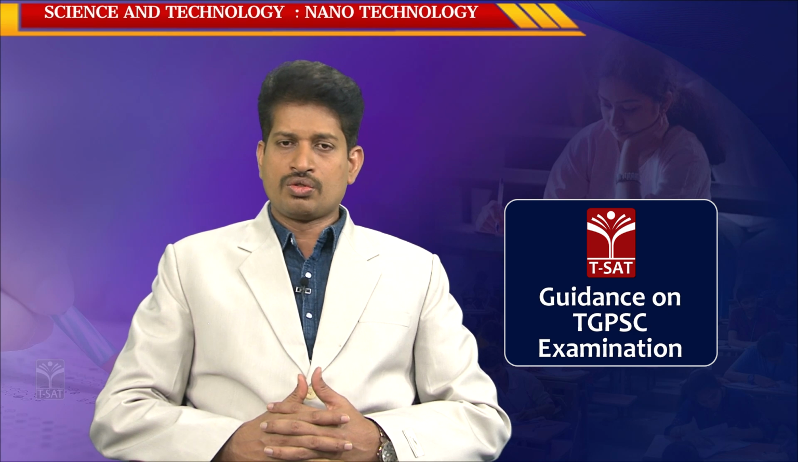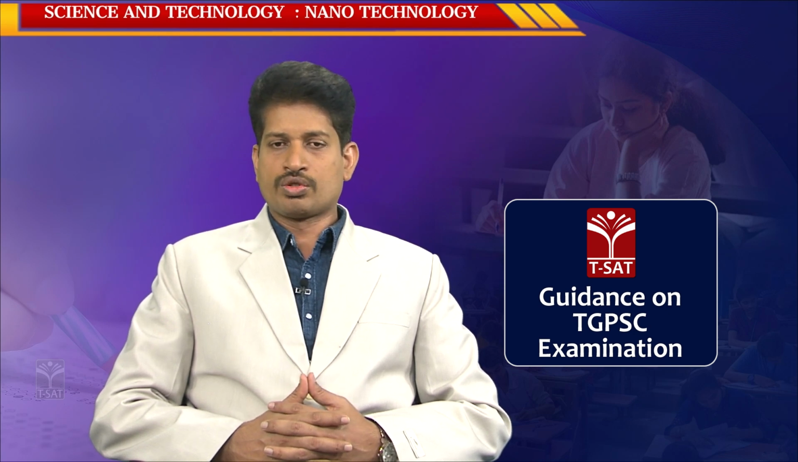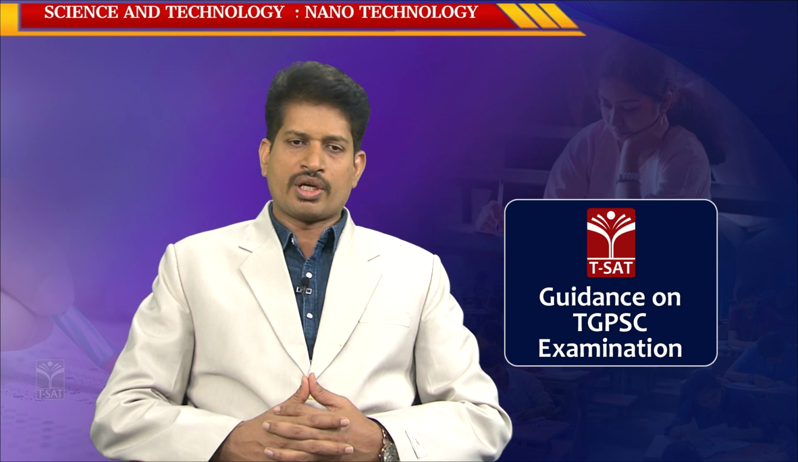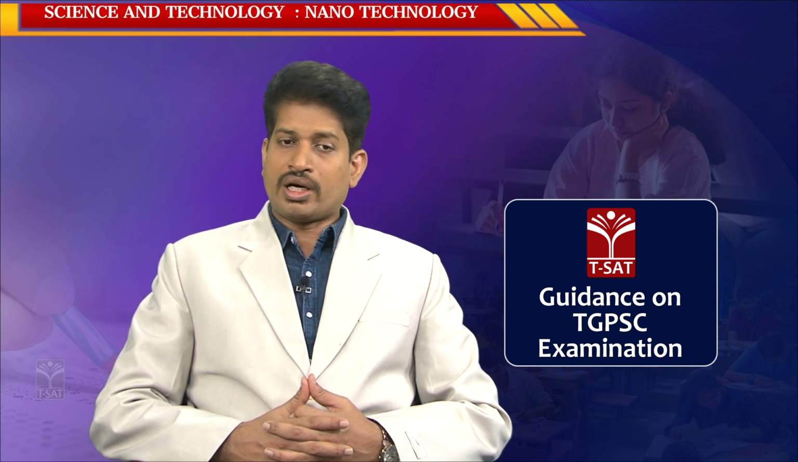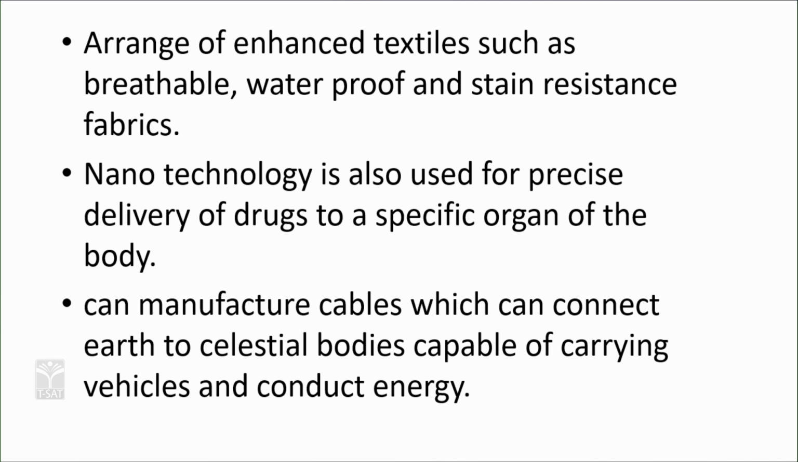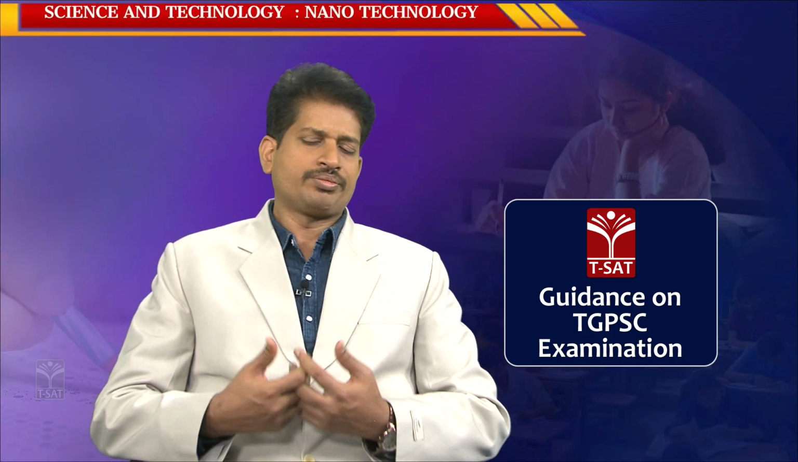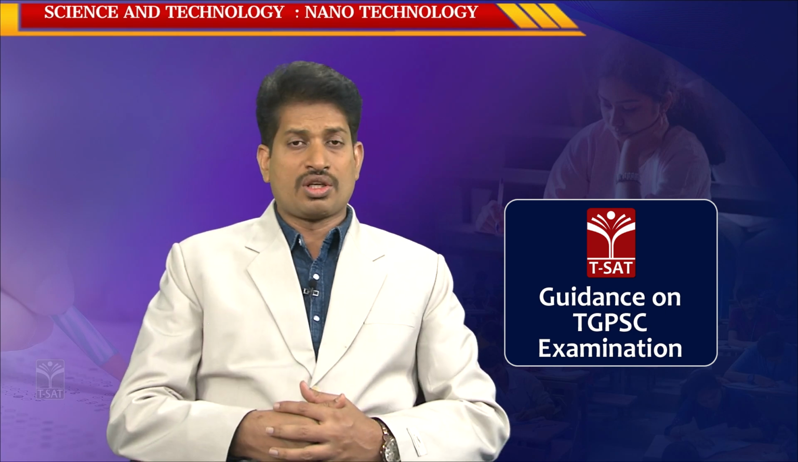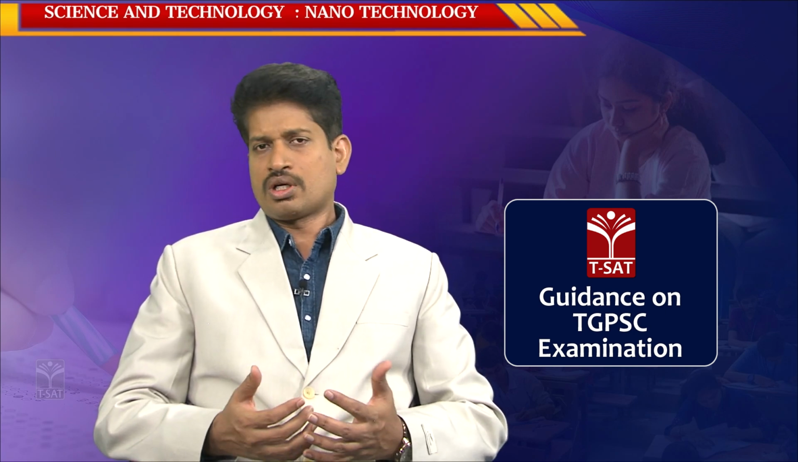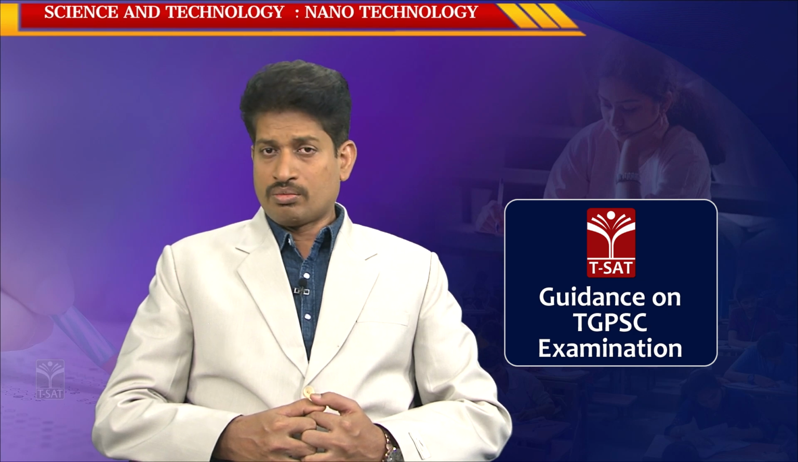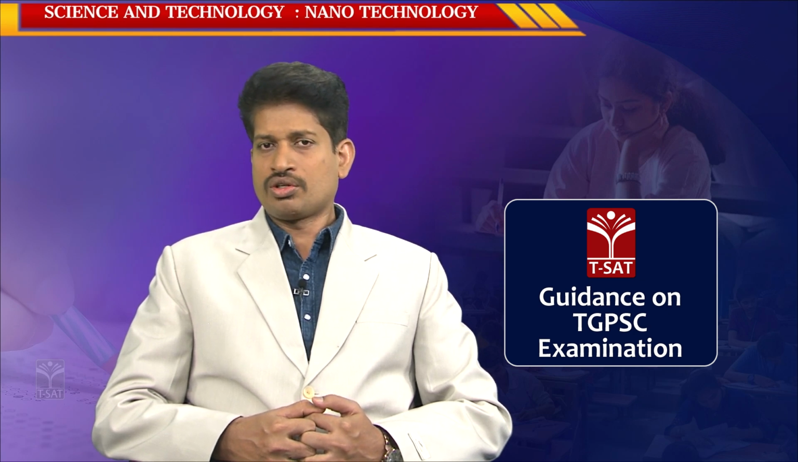Nanotechnology is also used for precise delivery of drugs to specific organs. With Buckminster fullerenes, we can manufacture cables which can connect earth to celestial bodies, capable of carrying vehicles and conducting energy. So, in future we will be connecting a cable elevator to the moon. You need not always go with a rocket. You can develop structures, cables connecting to celestial bodies like the moon, so that traveling to the moon becomes very easy through an elevator, and transporting essential resources from the moon, which has very valuable minerals, can be done easily to earth with the nano cables.